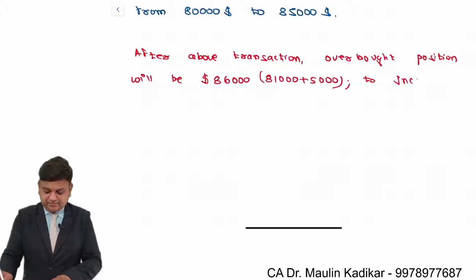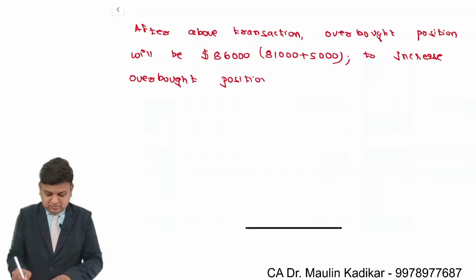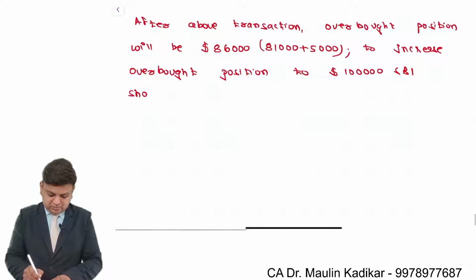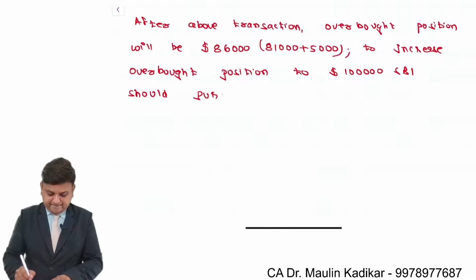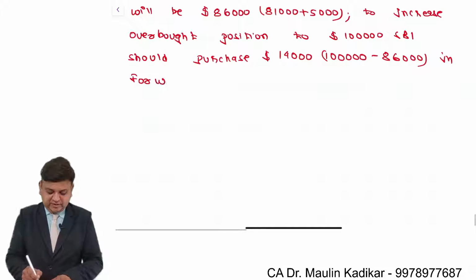To increase overbought position to $1 lakh, State Bank of India should purchase $14,000, 1 lakh minus 86,000, in forward contract.